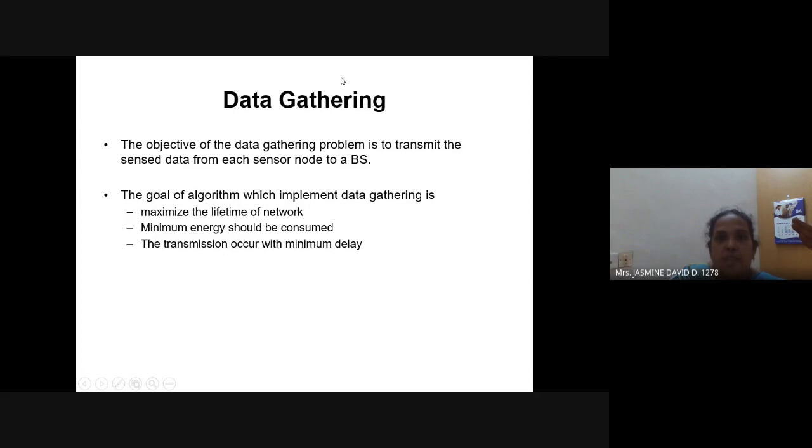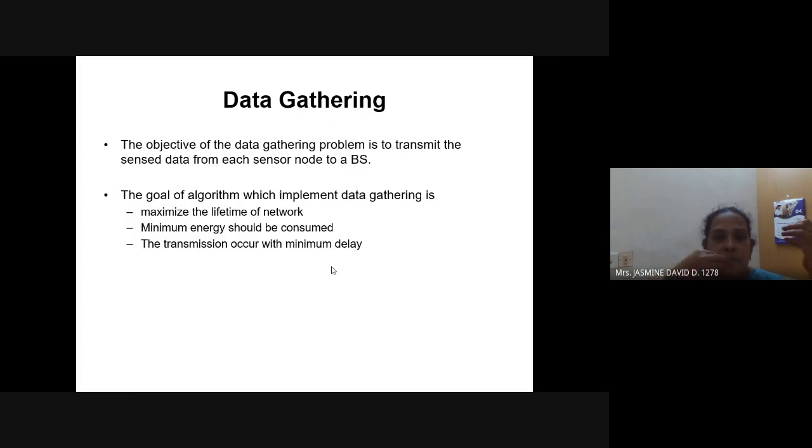The objective of the data gathering problem is to transmit the sensed data from the sensor node to the base station, and while transmitting, the network lifetime has to be maximized. How can the network lifetime be maximized? If the energy consumption is less, naturally the lifetime of the network can be maximized. And also the data has to be transmitted with minimum delay.